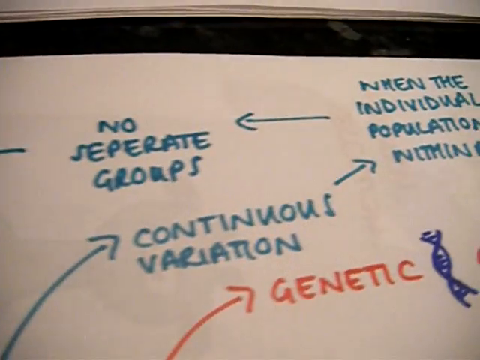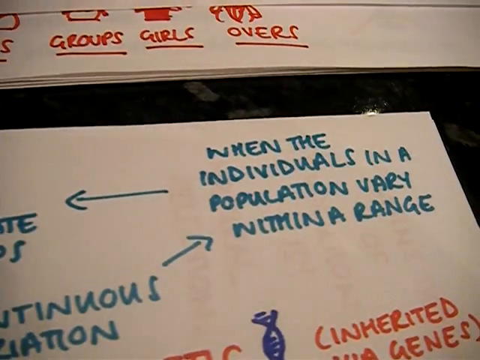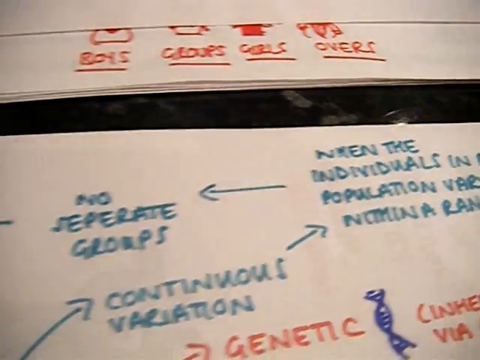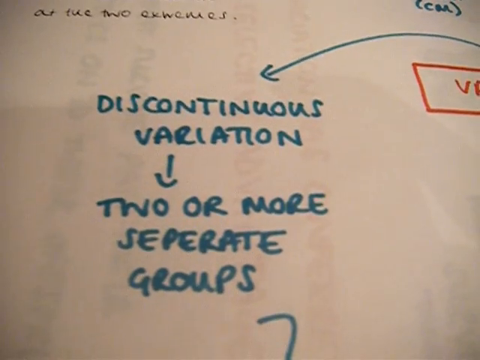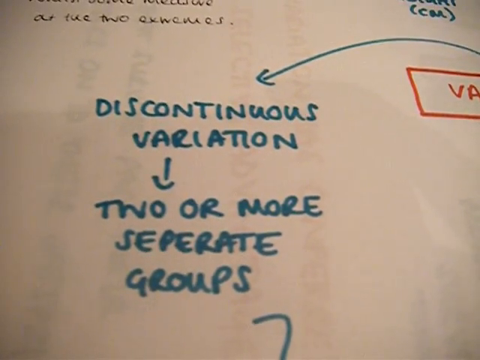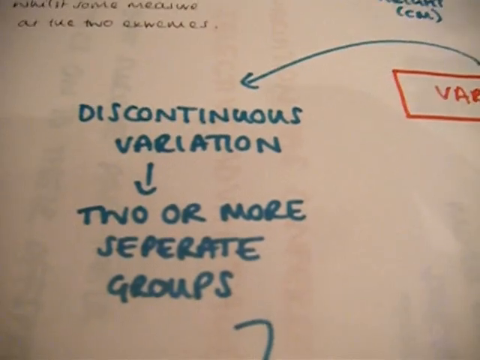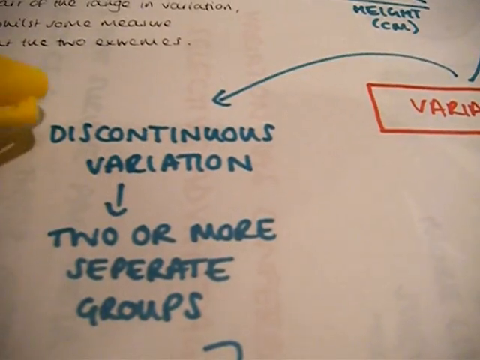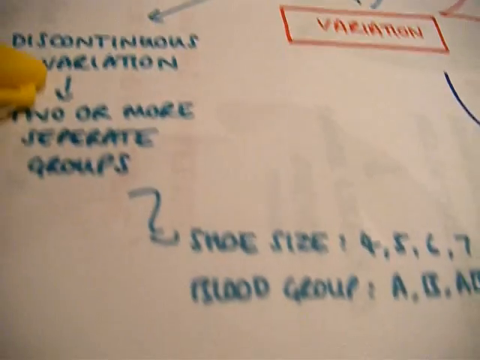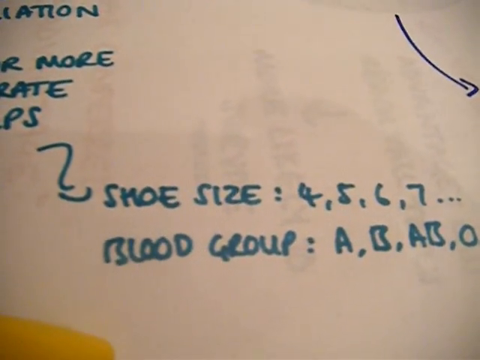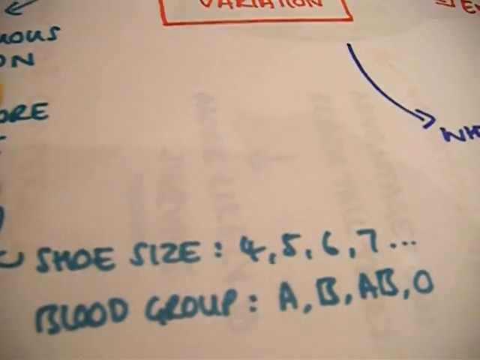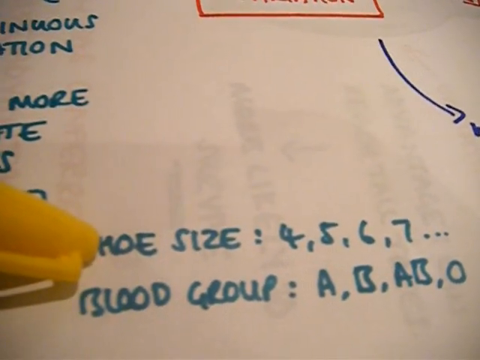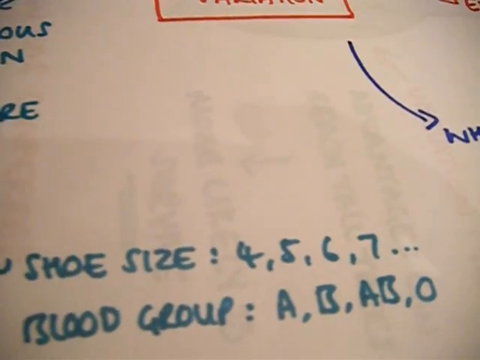So we've talked about continuous variation there, which is when the individuals in a population vary within a range. Now we need to talk about discontinuous variation, which is where there are two or more separate groups. So an example of a characteristic that is variable, but which is discontinuously variable, is shoe size or blood group. Because if you take a certain population, so say the class, and you were to measure the shoe size, you would either be, for example, a 4, a 5, a 6 or a 7.